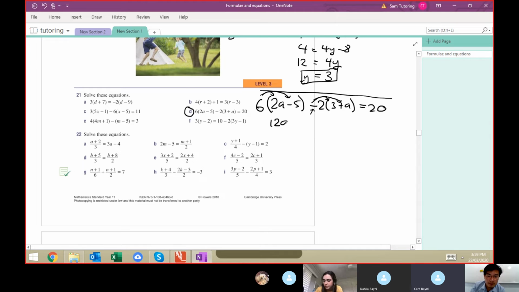I'll just do this example. 12a minus 30 minus 6 minus 2a is equal to 20. 12a minus 2a gives you 10a. And then negative 30, negative 6 is negative 36, gives you 20. You bring the negative 36 onto the other side, gives you 56, because 20 plus 36 is 56, 10a. And then a is 56 divided by 10.